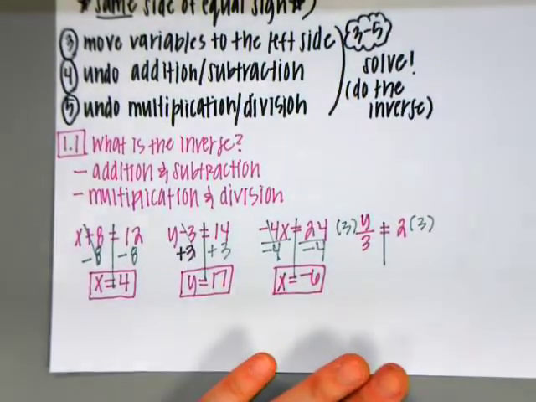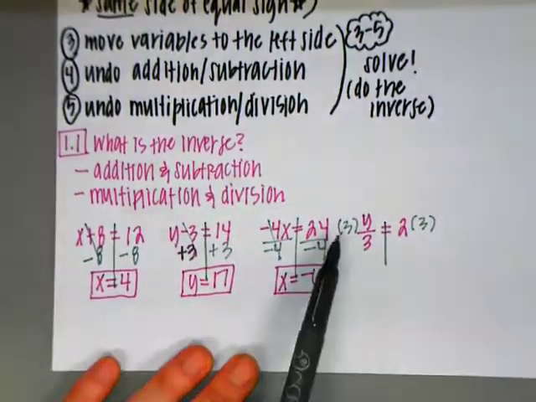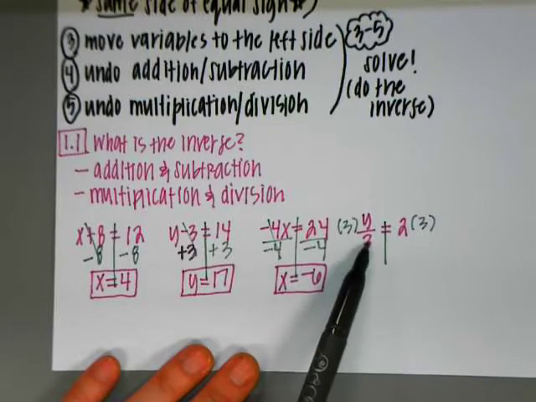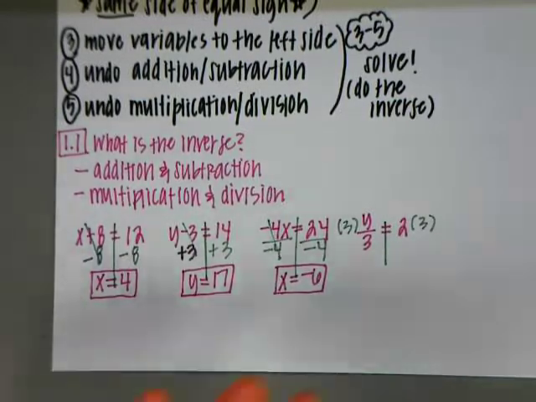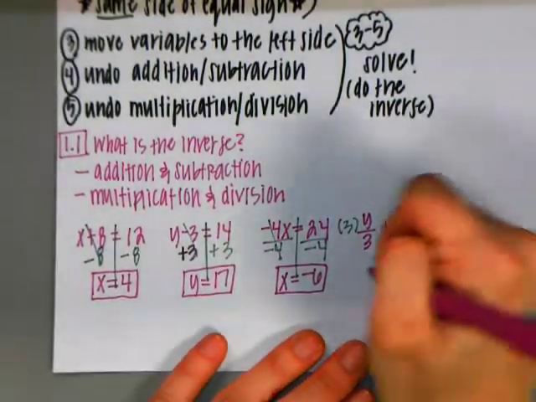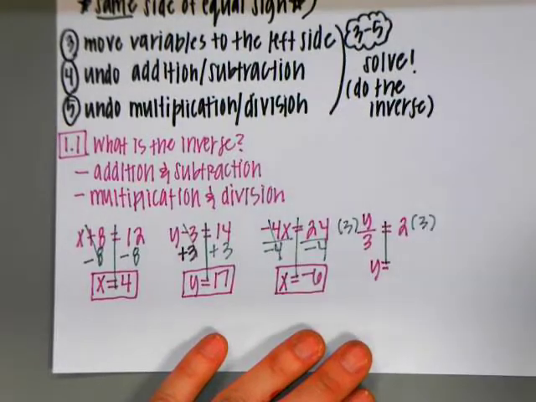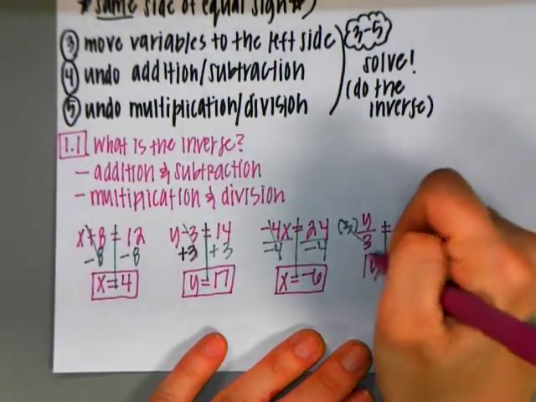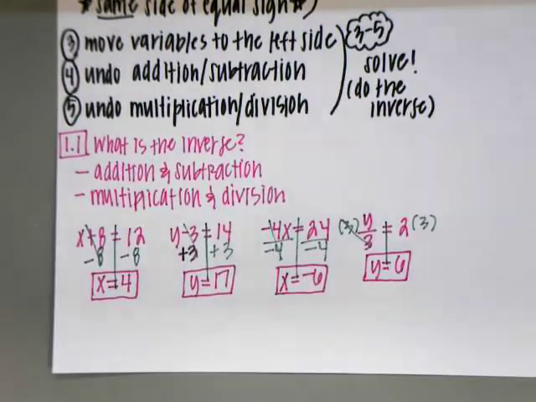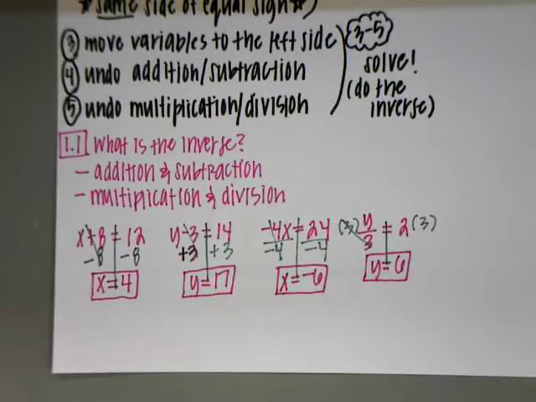Again, because what's 3 divided by 3 here? 1, so 1y is just y, which is what we're trying to accomplish. So what's 2 times 3 on that side? 6. Yep. Okay, so those are the 4 basic ones, okay? Do we have any questions on those before we continue?